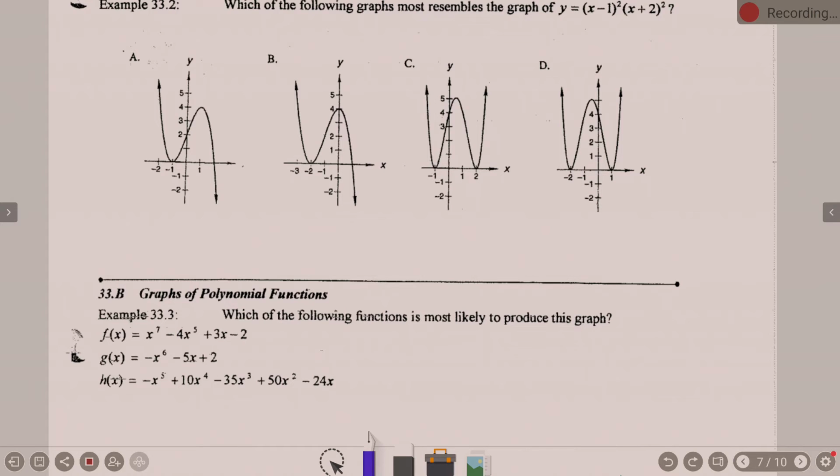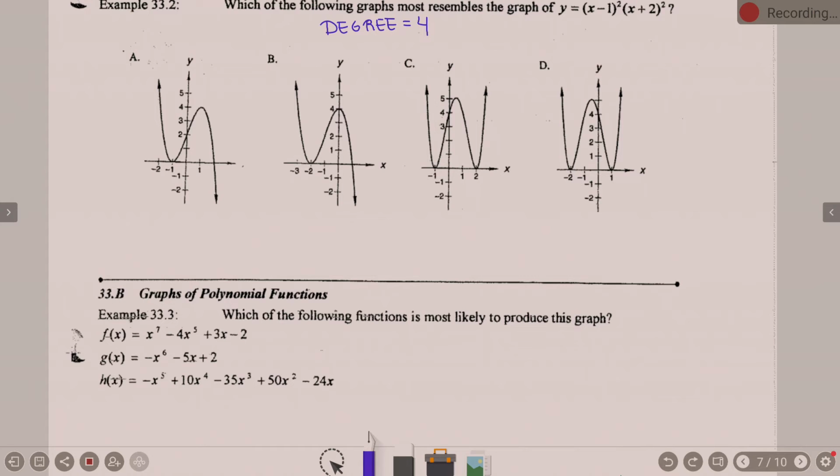Okay, example 2. Which of the following graphs most resembles the graph of y equals (x minus 1) squared times (x plus 2) squared? Without using the calculator is the idea here, of course. The calculator can check you, but the idea is, which graph is this, just based on looking at it. So it's a degree of 4, which means it would have at most 3 mins or maxes, one less than the degree.